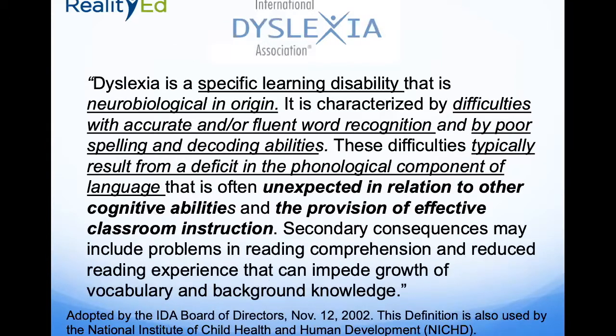All right, let's take a look at the definition of dyslexia as it's described by the International Dyslexia Association. There's a few pieces I've underlined.